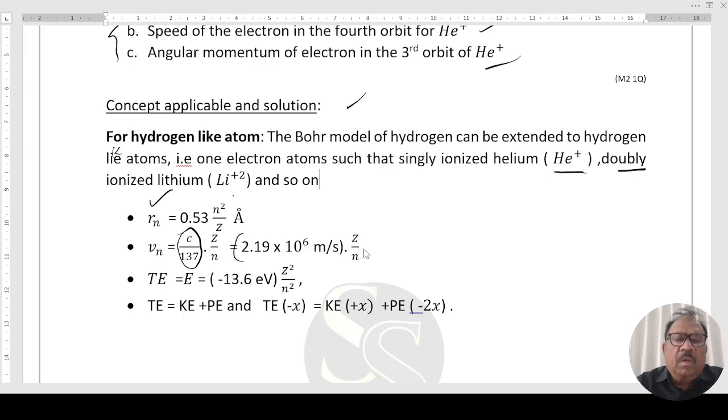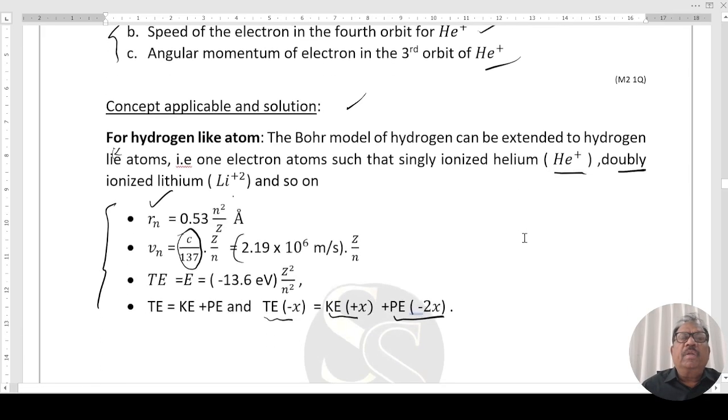Which orbit is the electron in? Total energy is equal to minus 13.6 eV Z square upon n square. Total energy is equal to kinetic energy plus potential energy. Total energy is always negative, kinetic energy is always positive, potential energy is always negative. In that case, if this is minus 2x, this will be x, and this will be minus x. These are the concepts applicable in this case, right? Now we have to find the radius of the third orbit.